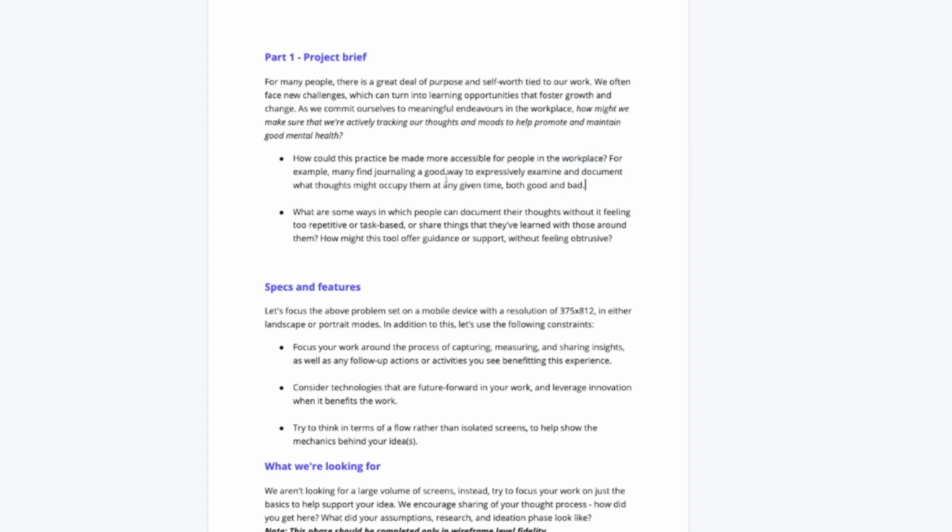For example, many find journaling a good way to expressively examine and document what thoughts might occupy them at a given time, both good and bad. What are some ways in which people can document their thoughts without it feeling too repetitive or task-based, or share things that they've learned with those around them? How might this tool offer guidance or support without feeling obtrusive?